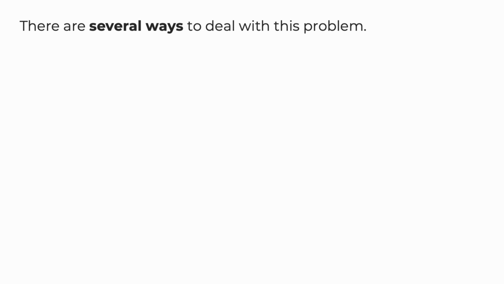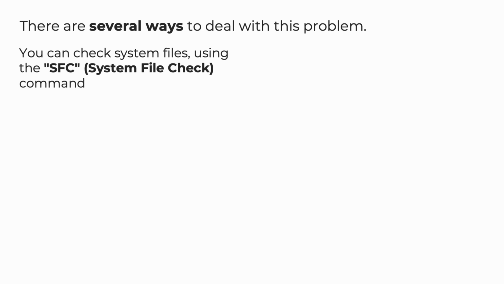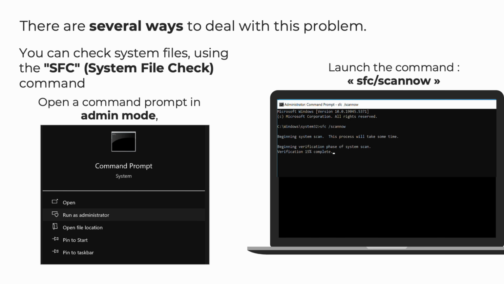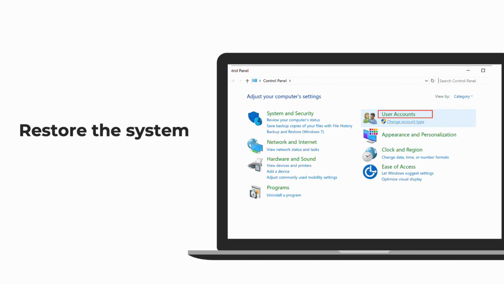You can check system files using the SFC, System File Check, command. This Windows utility also allows you to correct system files, but also to repair them. To do this, just open a command prompt in admin mode, and to run the command, type sfc /scannow. You can also restore the system using a restore point, as we have already seen. Or you can delete the profile altogether and recreate it again.